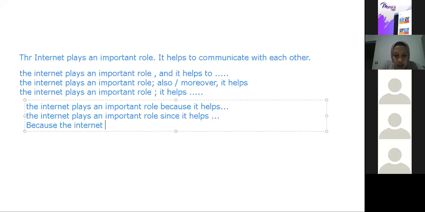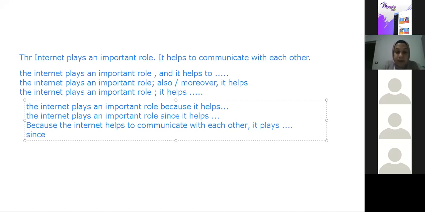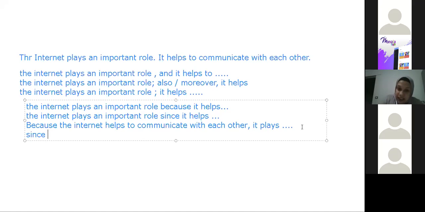So, because the internet helps to communicate with each other, comma, it, in this case, plays, and the rest of the sentence. For example, if you start with "since" at the beginning of the sentence, it will be the same. You got what I'm saying? Who can say the sentence starting with "since"? Since the internet helps, it plays an important role. Yes, the same, but instead of writing "because," you write "since," and after the first clause, you put a comma, then complete the rest.